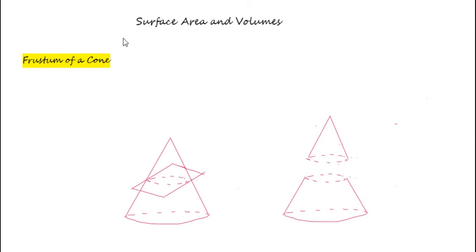Surface areas and volumes. This is the fourth module and the last module under this chapter. In this module, we are going to discuss the frustum of a cone. What is the frustum of a cone? So far, we discussed combinations of solids. We combined solids of different shapes and then tried to understand the surface area and volume of combined solids.